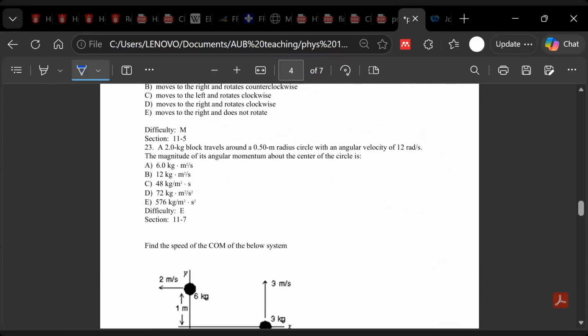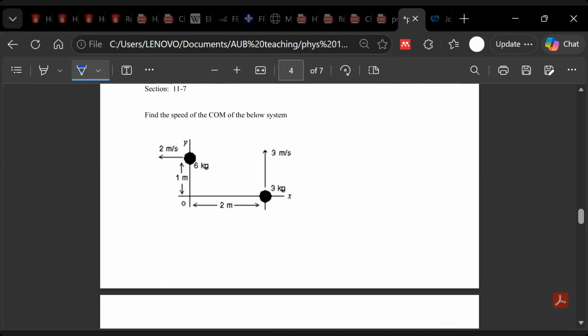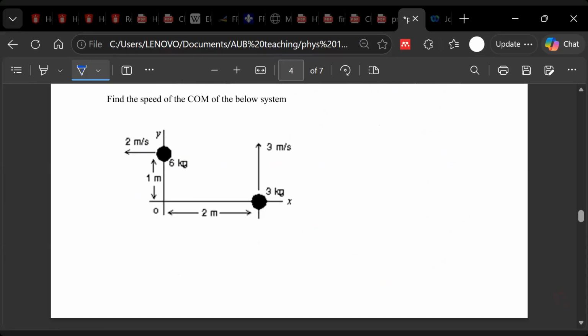There was one more question I wanted you to take a look at. This is chapter 9, really. I just found it interesting to mix. So I want to find the speed of the center of mass of the below system. Our system contains, what does it contain? 2 points, 2 masses, and here we can study the center of mass itself, but here I'm interested in the speed of the center of mass.